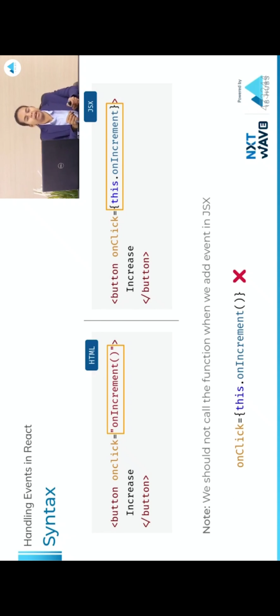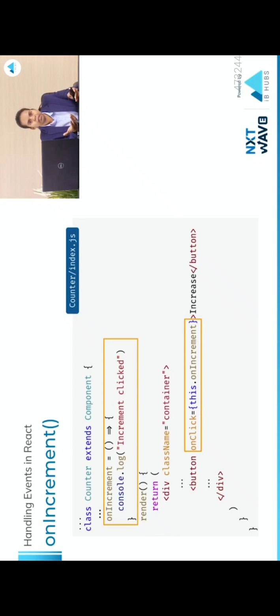So we are done with this, right? Firstly, let's write the onIncrement. There you can see onIncrement is equal to an arrow function, where we have the console log of an increment click. Generally, when it comes to event listeners, you need to define them as arrow functions. It's important that you write them as arrow functions only. So onIncrement is equal to an arrow function.